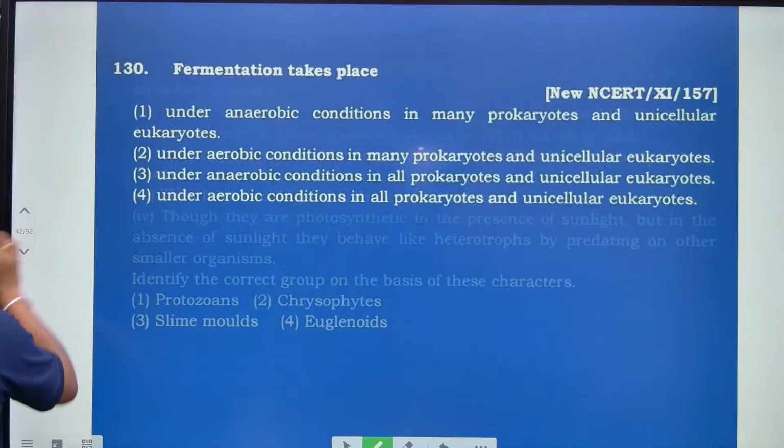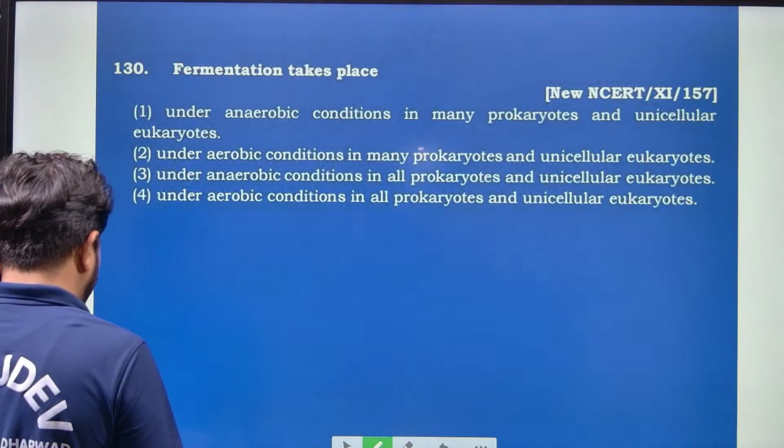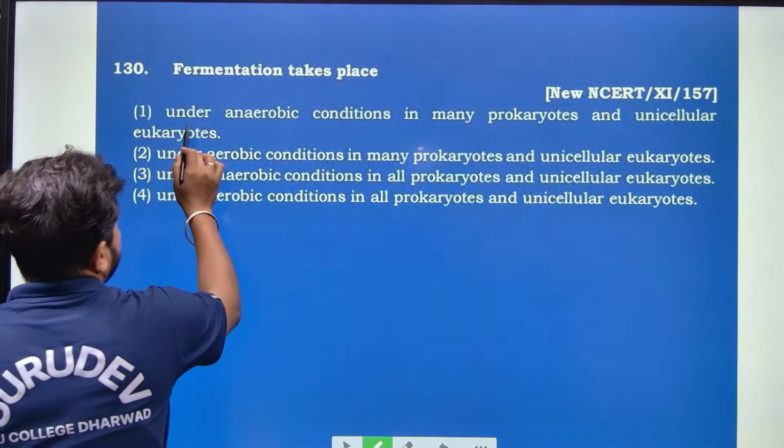Then fermentation takes place. So fermentation takes place under what?